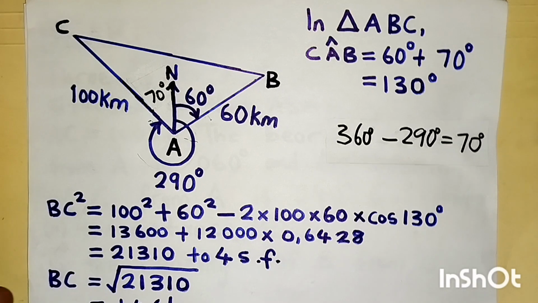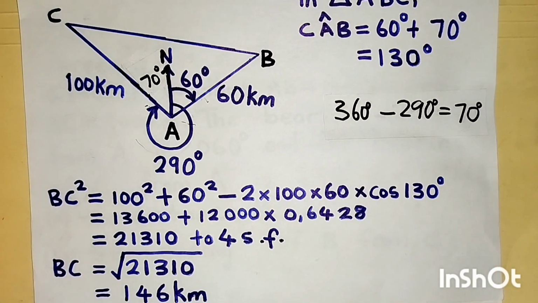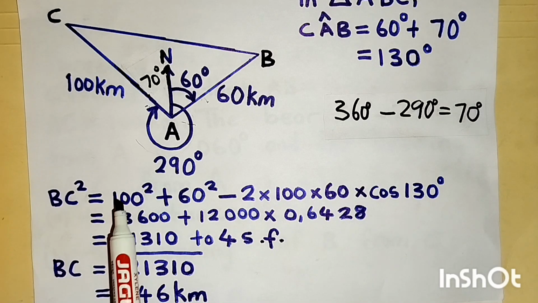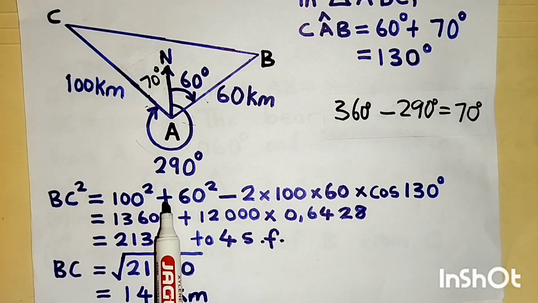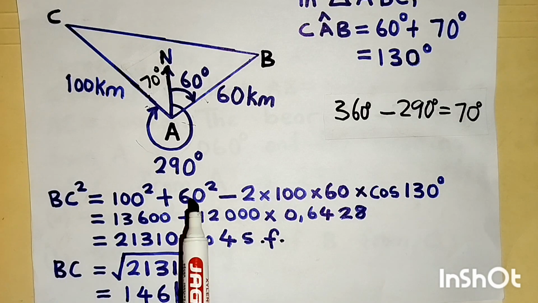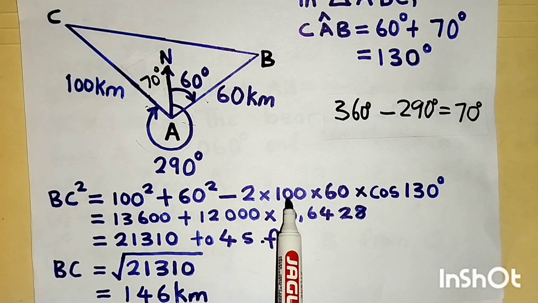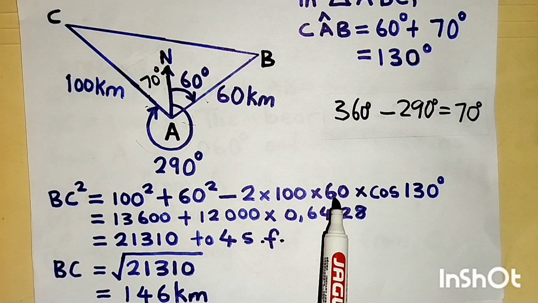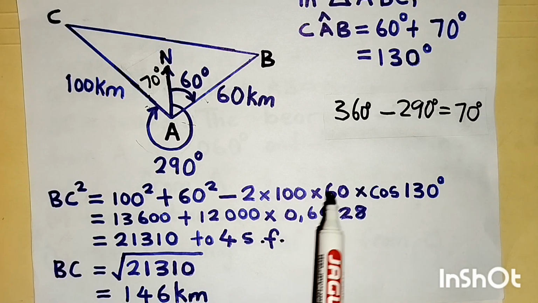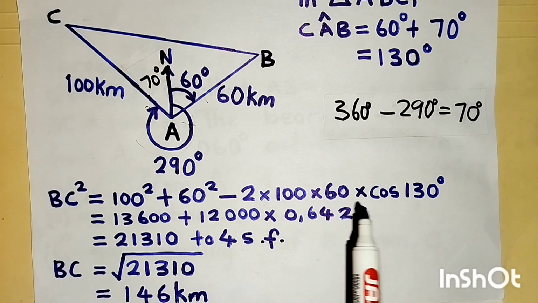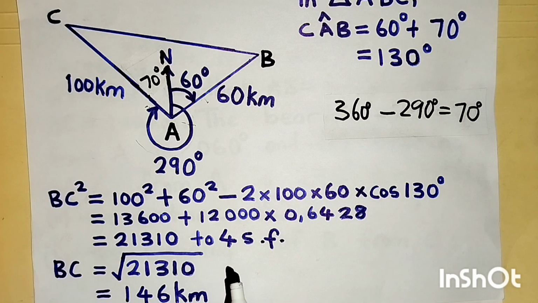So now I'm going to use the cosine rule to find BC. Okay, so BC raised to the power 2 equals AC raised to the power 2, which is 100 squared, plus AB raised to the power 2, which is 60 squared, minus 2 multiplied by AC, which is 100, multiplied by 60, which is the length of AB, multiplied by cos 130.